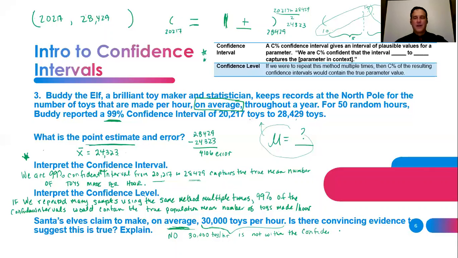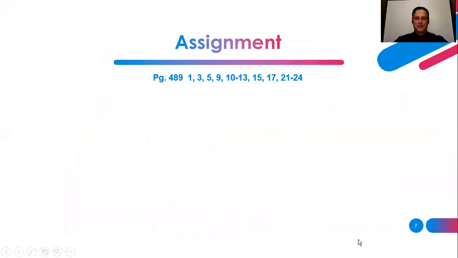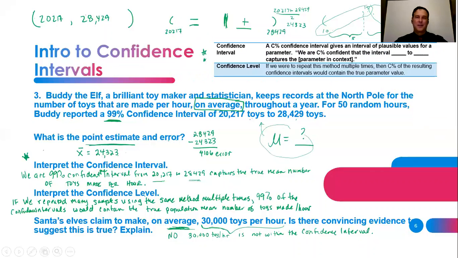And so if it's not within the confidence interval, then I don't believe it to be true. Sorry. Meaning I don't think the elves are giving a truthful statement. I'm going to say that quietly because they probably made some of the gifts for me that I received this past holiday because I'm usually a pretty good guy. But yeah, 30,000 is inflating it.